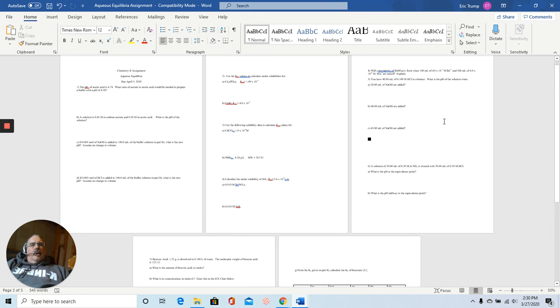Okay, and then part C would be beyond the equivalence point. And so there you would calculate the excess hydroxide, and then from there find the pH.